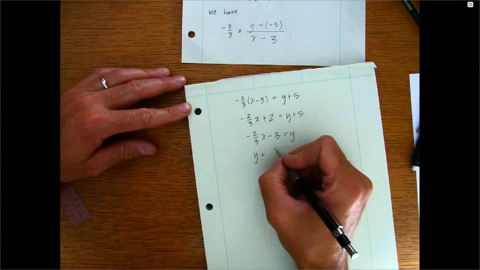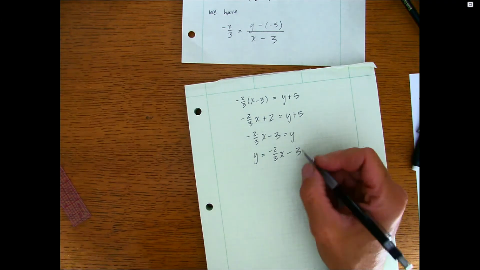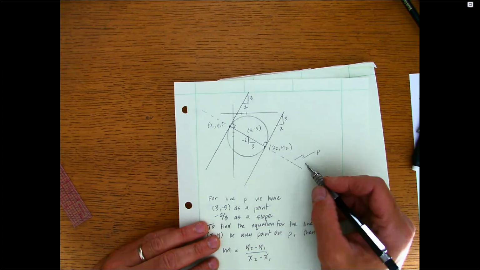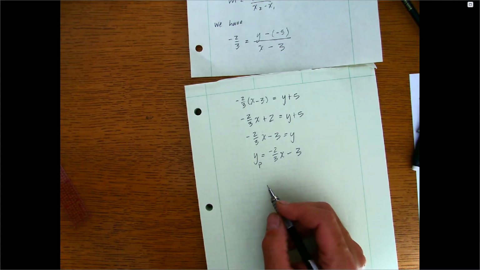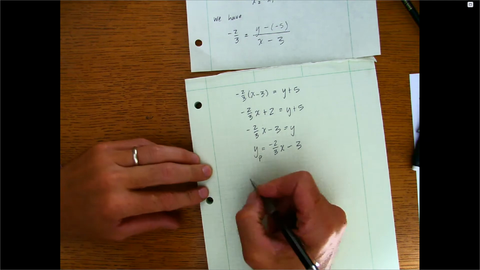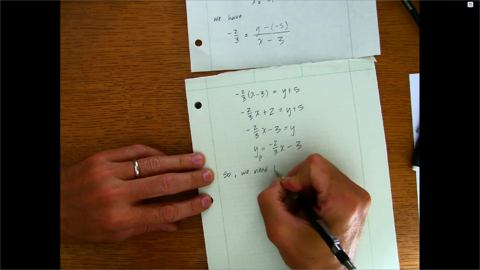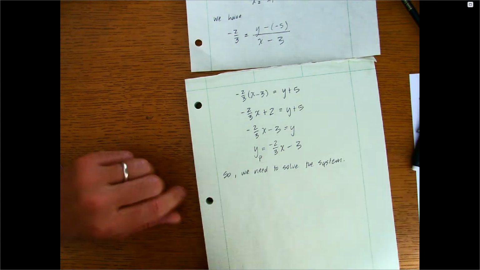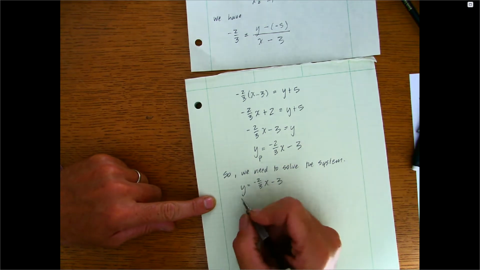So in slope-intercept form, we have y equals -2/3 x minus 3, and I'll put a little subscript p on this. So that's the equation of the line P that relates the x's and y's that are solutions to that particular line. Okay, we have an equation for the line and an equation for a circle. So we need to solve the system that is a line, y equals -2/3 x minus 3, and a circle.